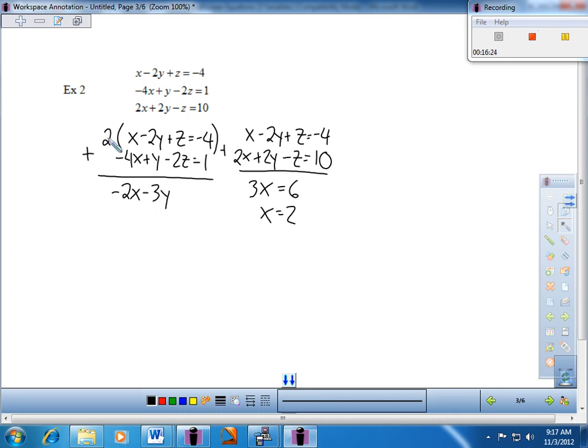And in this case, let's look at the z's. 2z and negative 2z, that did cancel. So that goes to 0. And then a negative 8 and then plus 1 should be negative 7 there. So when I multiply that 2 in and then add the system, I do get this one equation with 2 variables. The good news is, of course, I already know that x is 2.